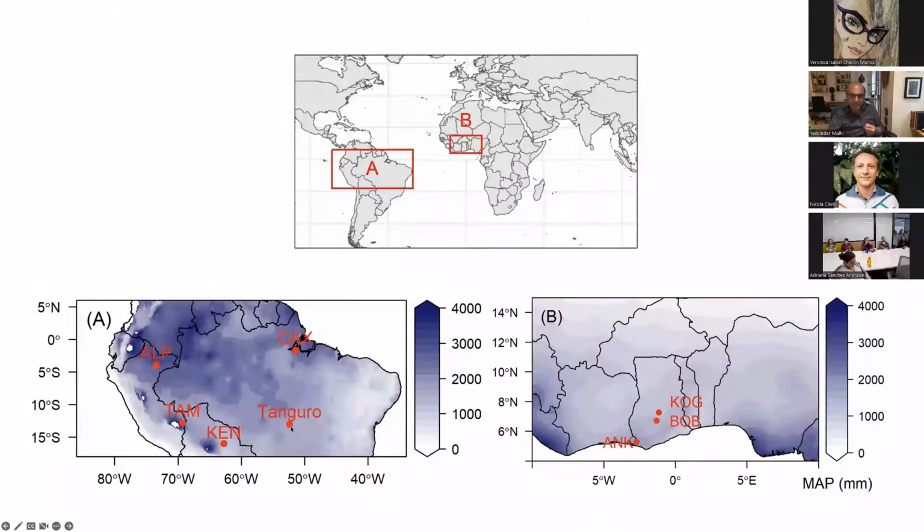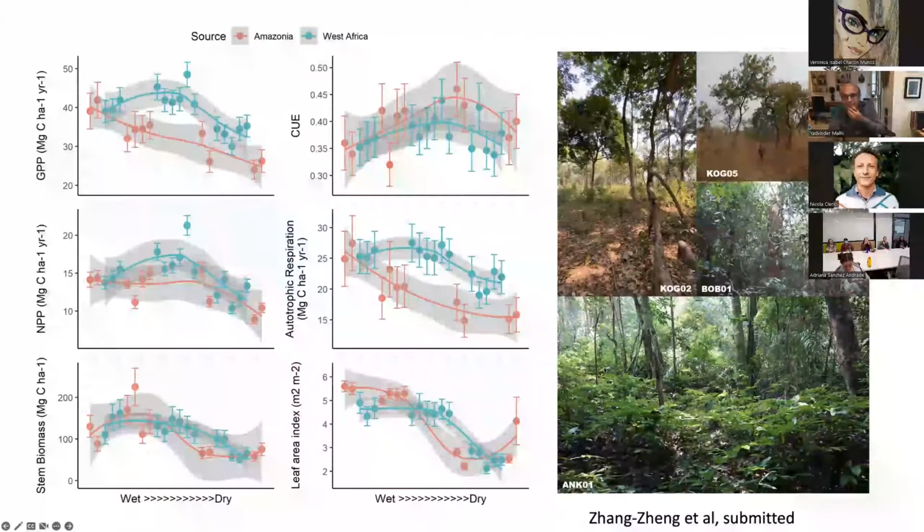transition forest in Tanguru. And so in West Africa, we had a gradient going from rainforest in the southwest at Ankasa down to dry forest and semi-deciduous forest, and then dry forest savanna transition in the center of Ghana. So I wanted to compare these two regions and see what we found. And this shows you some of the results. This is work that's just been submitted by my student, Huang Zhenzhen.